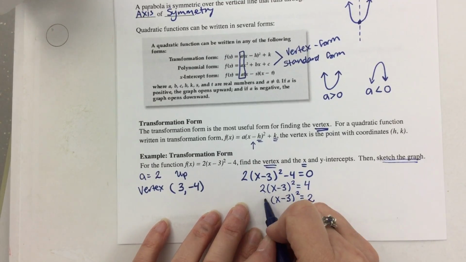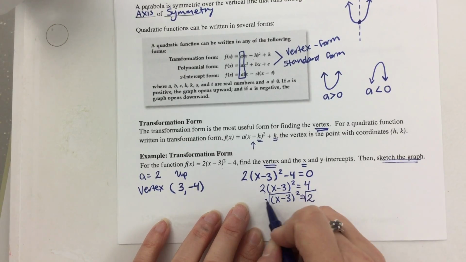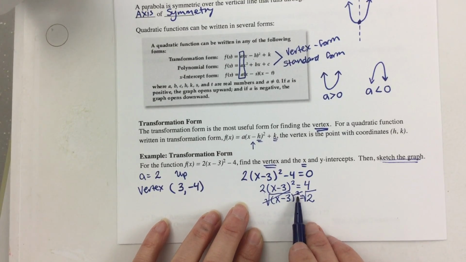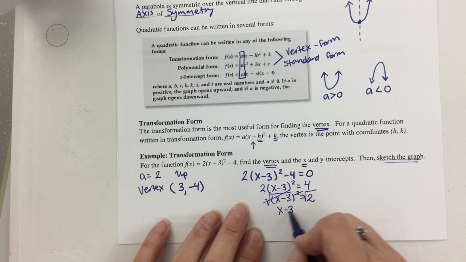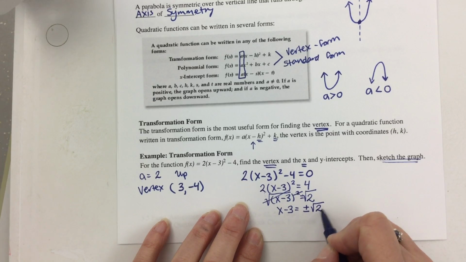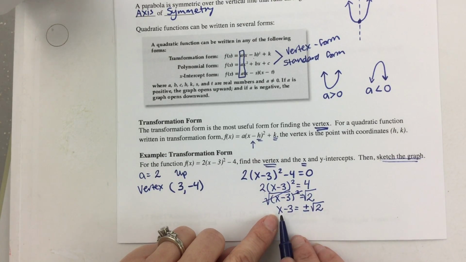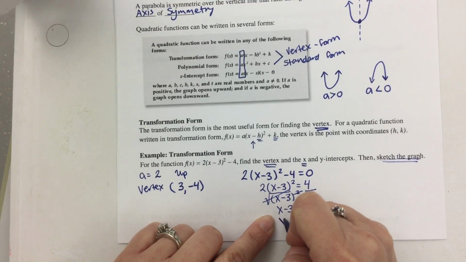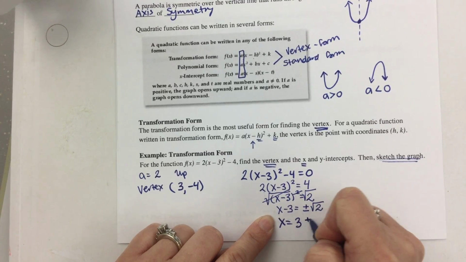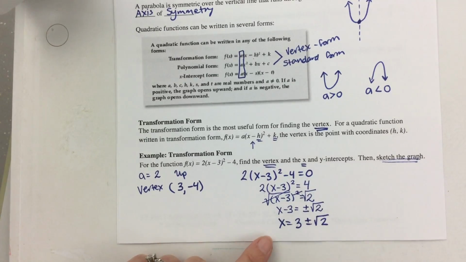To cancel a power of 2, you take the square root. Anytime you cancel a power of 2, you have to include both the positive and negative of the other side. So it's plus or minus the square root of 2. Last, to solve for x, I need to add 3. So x equals 3 plus or minus the square root of 2.